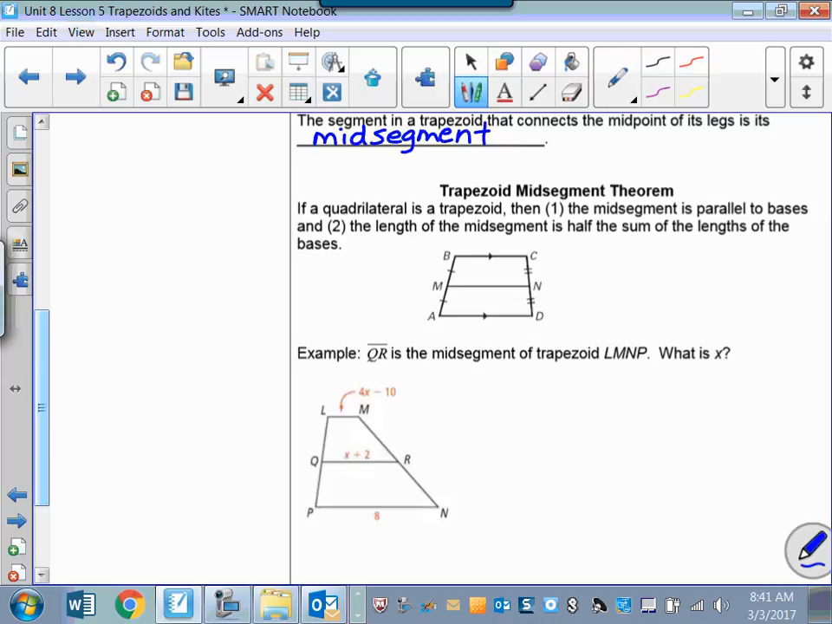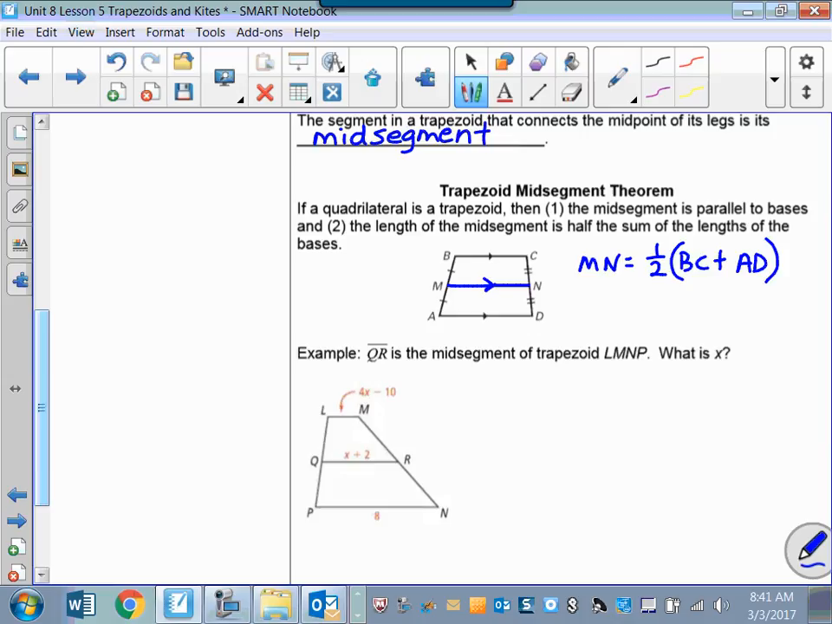If a quadrilateral is a trapezoid, then number one, the midsegment is parallel to the bases. So here's our midsegment, MN. It's parallel to the bases, so I'm going to mark it as such. And number two, the length of the midsegment is half the sum of the lengths of the bases. So that's what we got there.